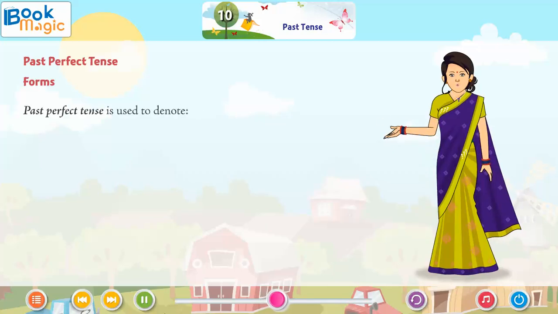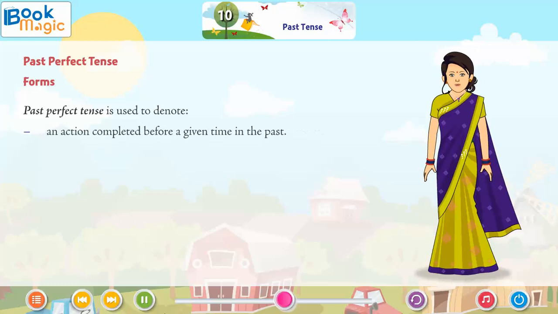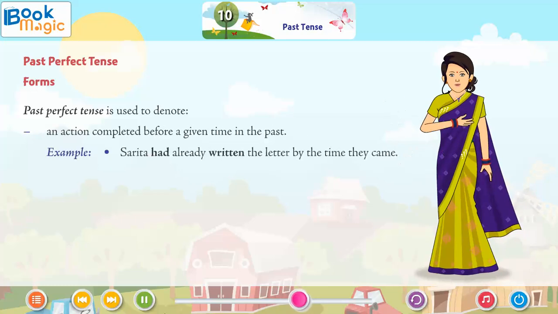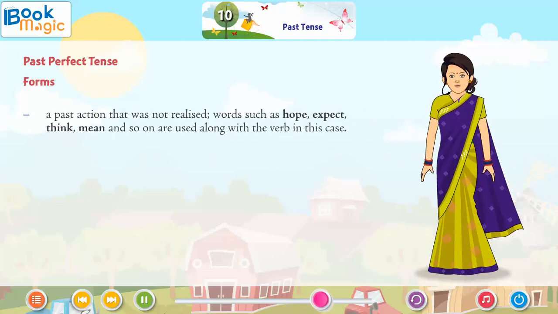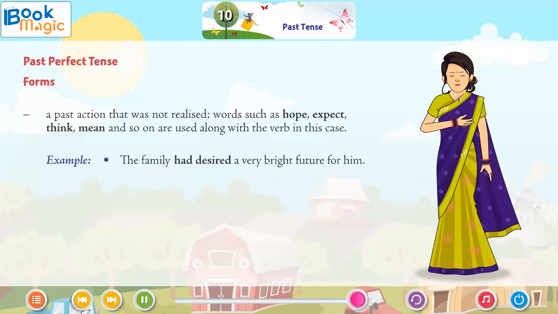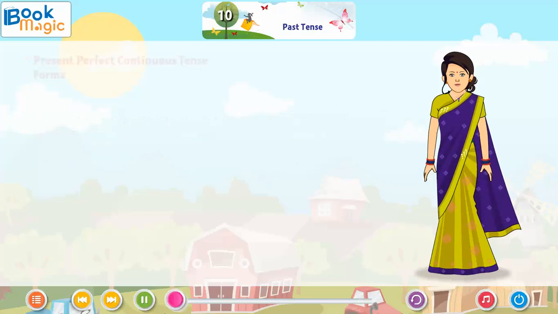Past perfect tense is used to denote an action completed before a given time in the past. Example: Sarita had already written the letter by the time they came. A past action that was not realized. Words such as hope, expect, think, mean, and so on are used along with the verb in this case. Example: The family had desired a very bright future for him.